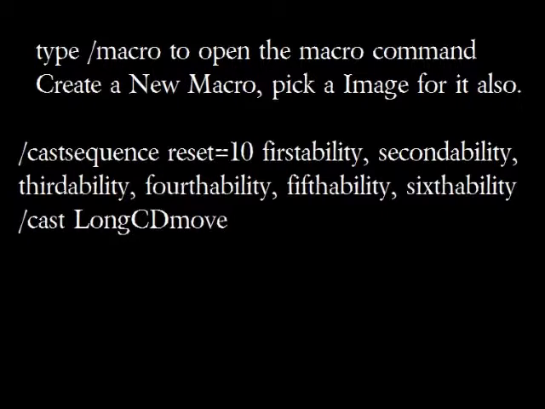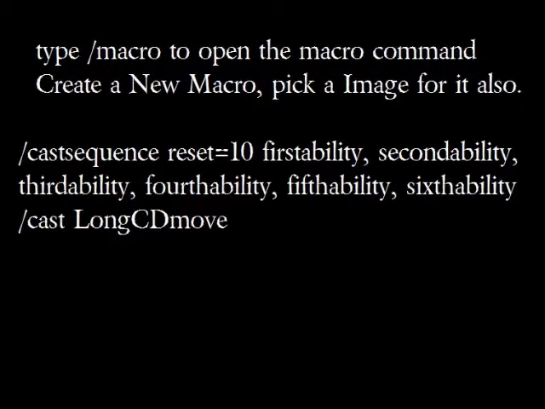What you will do at the last ability is you will hit the enter button, and that will bring down your mouse bar, and then you're going to type in cast space bar, and then you're going to type in the name of the move that you have associated with your rotation, that is the long CD move.